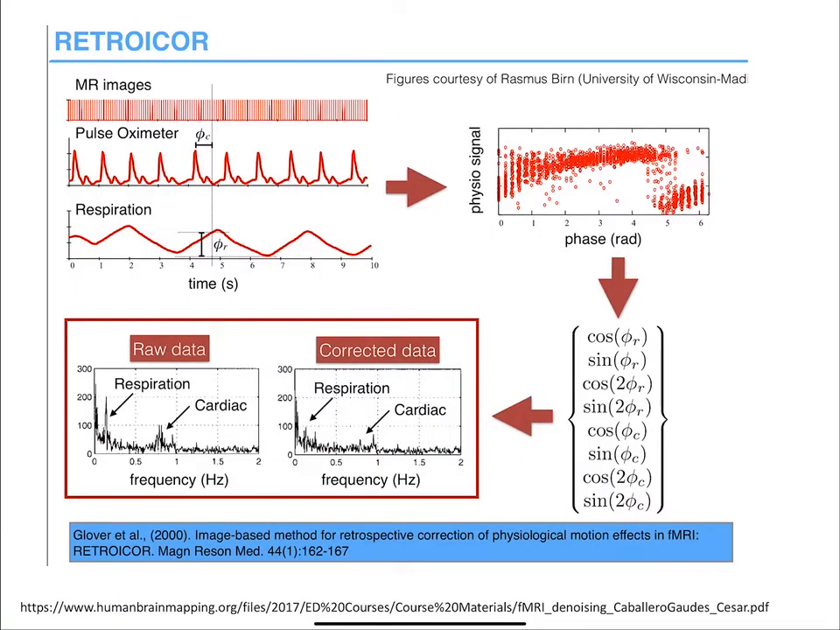A very common algorithm you'll probably hear about is something called RETROICOR, which has been around for 20 years now, in which case we take the pulse ox and the respiration, do a lot of different signal processing to it, and then regress out those regressors. And you can see, looking at these spectra, respiration and cardiac are really strong. And then after you apply the algorithm, those peaks are largely removed. All right?